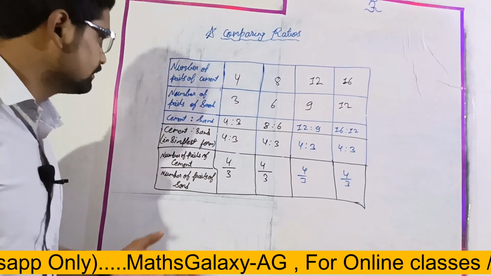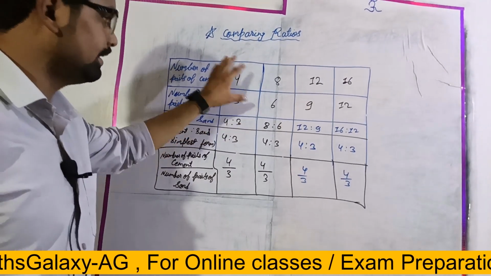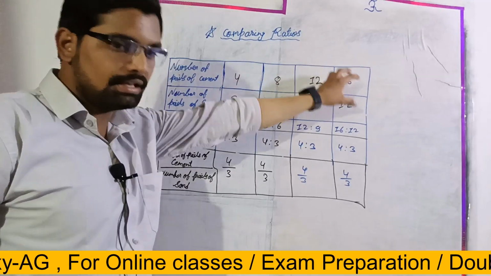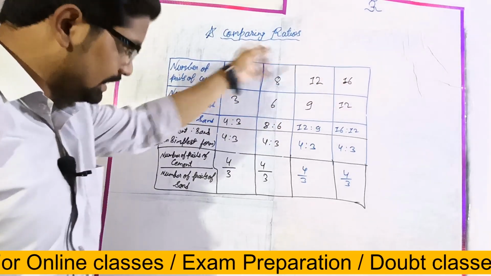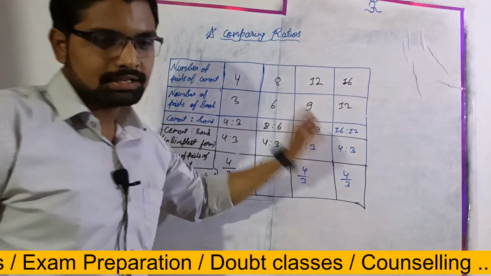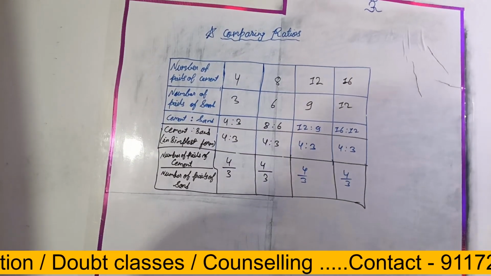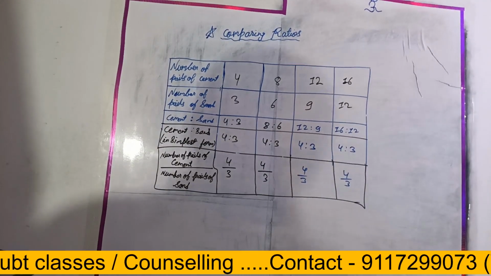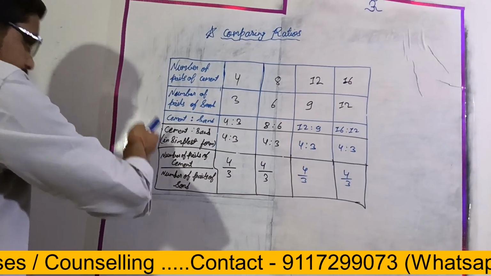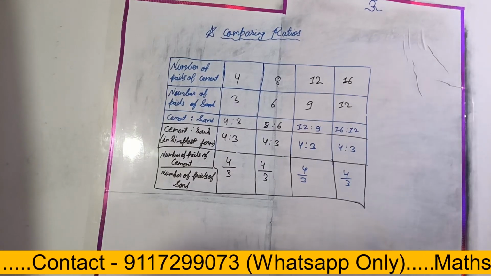As you can see here, the number of pails of cement and the number of pails of sand is different in each mixture, right? But in the ratio it's the same. Is it clear or any doubt? No doubt. If you want to note down it, then please note down. After this we will continue with our next question.